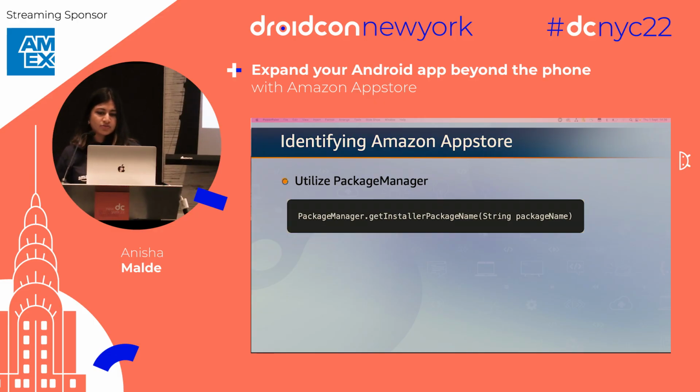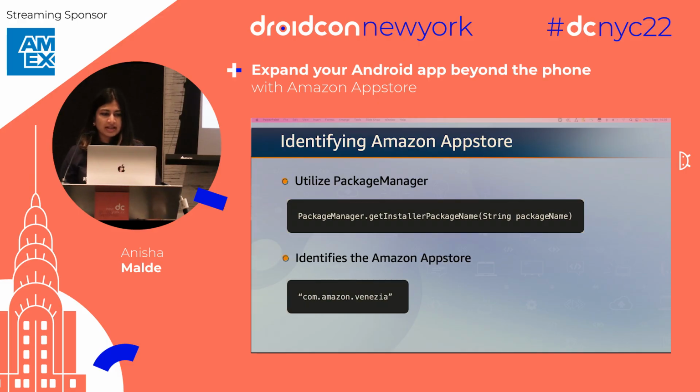And once that method is run on apps installed on Windows 11 via the Amazon Appstore, it will return the string com.amazon.venezia, which will tell you that it was installed using the Amazon Appstore. And then you can use Amazon services like Amazon In-App Purchasing or Amazon Device Messaging, or whatever other Amazon services you might need for your app.